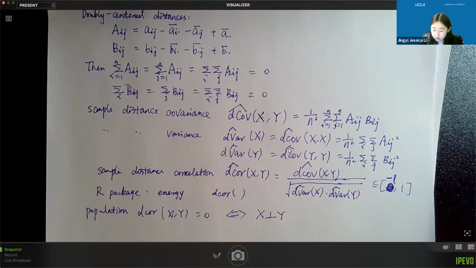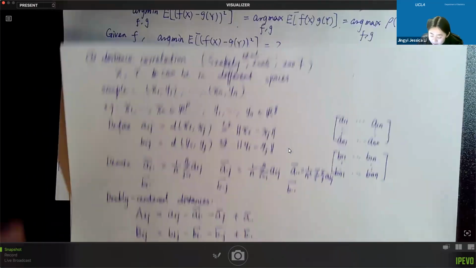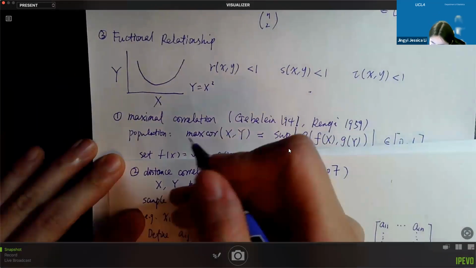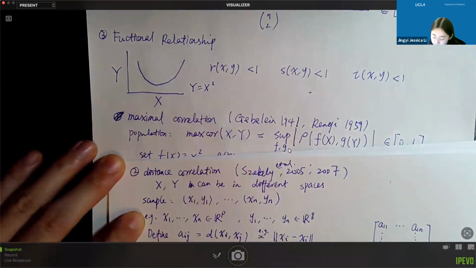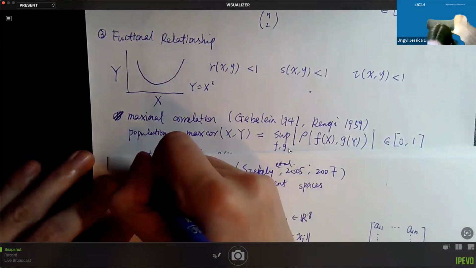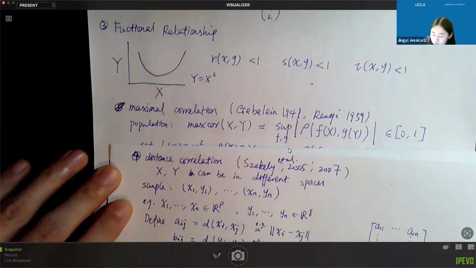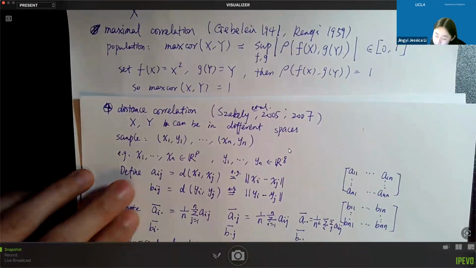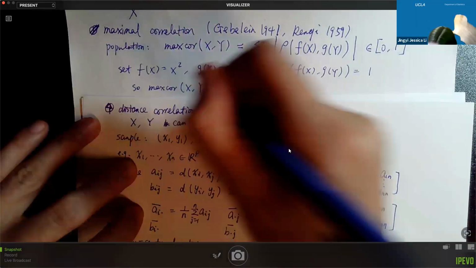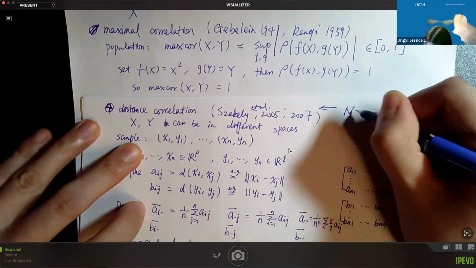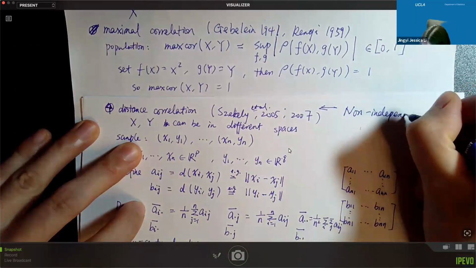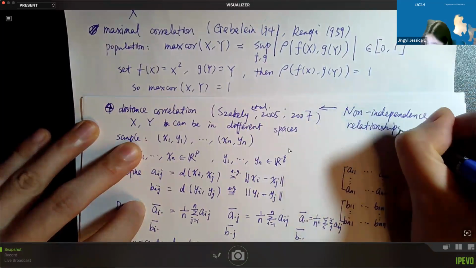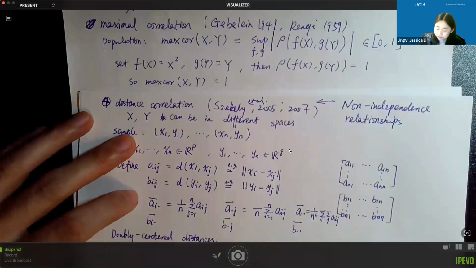Okay, so I would say distance correlation is just probably, I think I should change a little bit, so as not to confuse you. For functional relationships, yeah, maximal correlation is specifically designed for that, but I will call this category 4. I think distance correlation belongs to a big class of measures that can capture non-independence relationships. So therefore I should add a word here. So these are for non-independence relationships. And this is a very big class of relationships. Anything not independence should be put into here.